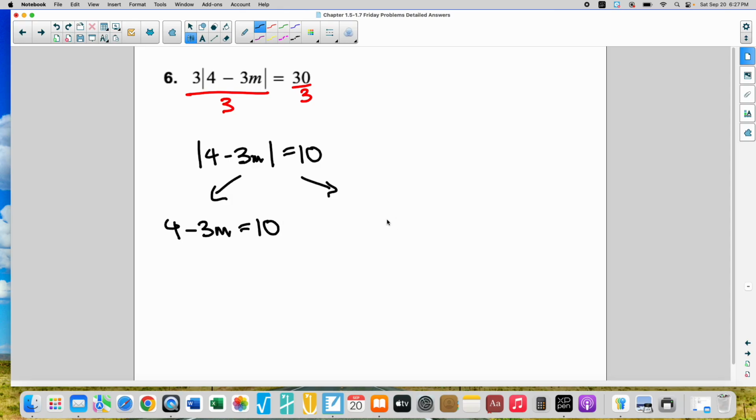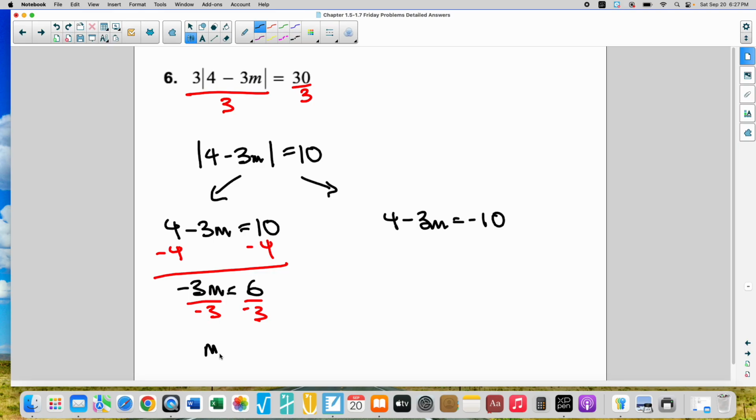4 minus 3m can equal 10. 4 minus 3m can equal -10. And now we'll solve it. So we'll get rid of things being added and subtracted first. -3m equals 6. Divide by -3.